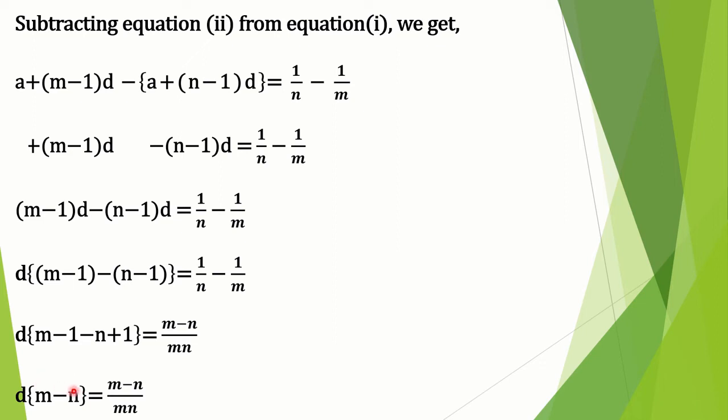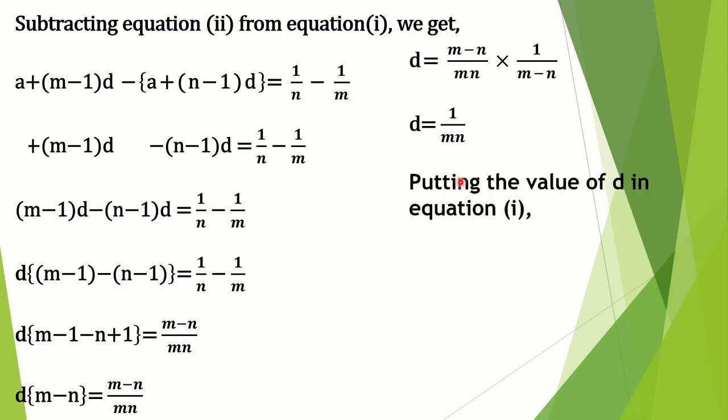This m minus n can be sent to the other side to divide. That is, we can write it as 1 over (m minus n). Now this m minus n can be cancelled. Then we are left with 1 over mn. It means we have found the value of d. Now we need to find the value of a.